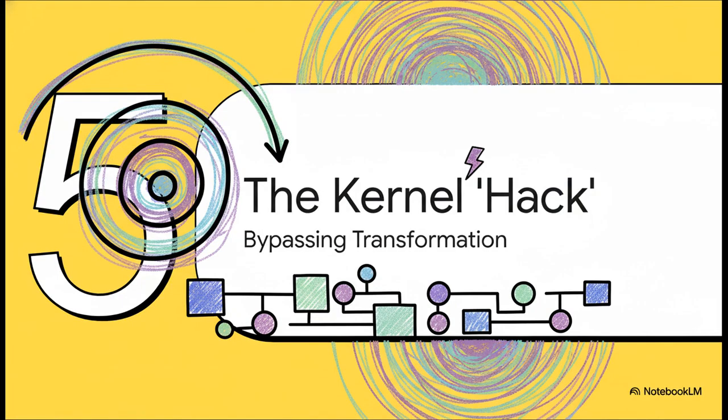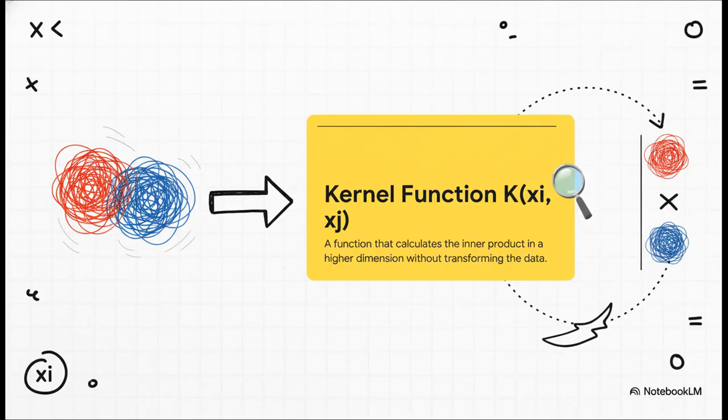And that brings us to the big reveal, the kernel hack, bypassing the transformation. That little detail we just talked about, that the algorithm only needs the inner product, that's the loophole. That's the exact opening that the kernel trick exploits to completely sidestep the whole impossible problem of finding that phi of x function. So here's how it works.